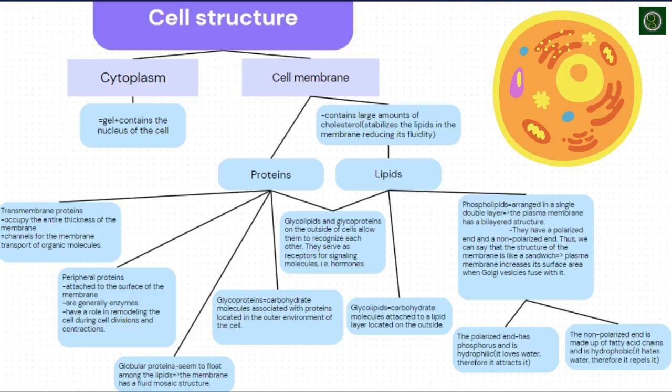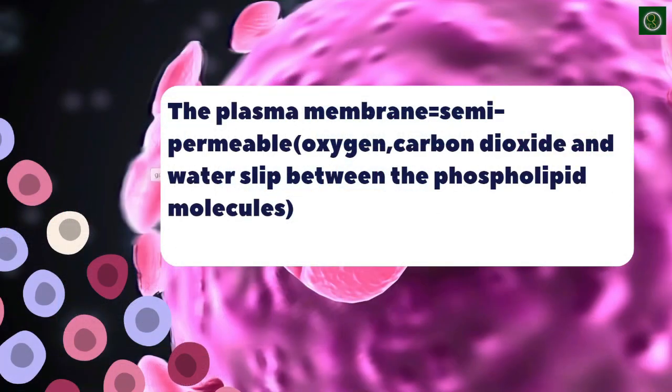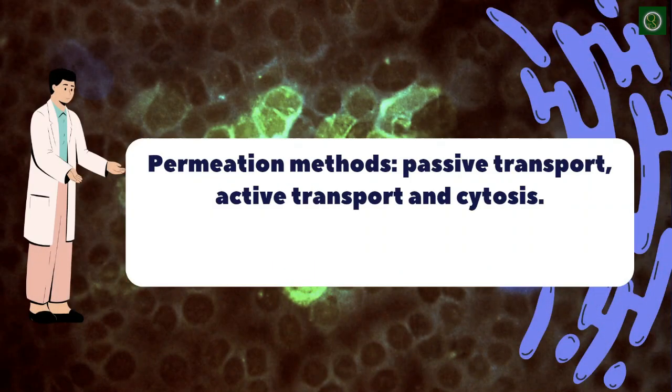Glycolipids are carbohydrate molecules attached to a lipid layer located on the outside of the cell. The plasma membrane is a semi-permeable membrane because oxygen, carbon dioxide, and water slip between phospholipid molecules. For other substances, there are other permeation methods, such as the passive transport, the active transport, and cytosis.